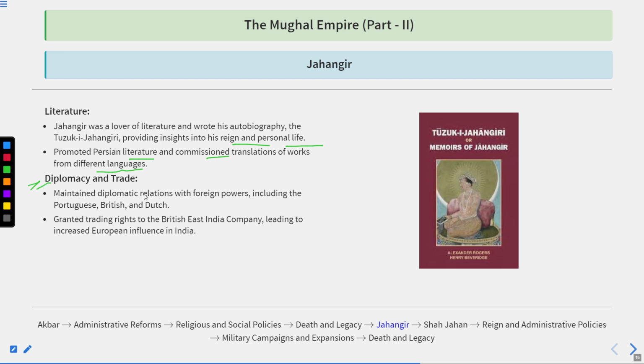Diplomacy and trade. He maintained diplomatic relations with foreign powers, including the Portuguese, British, and Dutch, as the British established their administration during the time of Jahangir, especially Thomas Roe. He granted trading rights to the British East India Company, leading to increased European influence in India also.